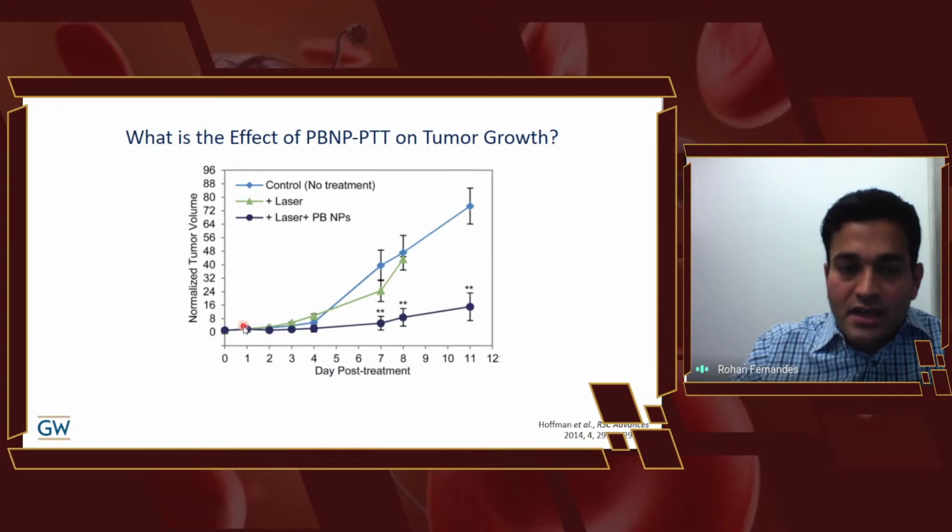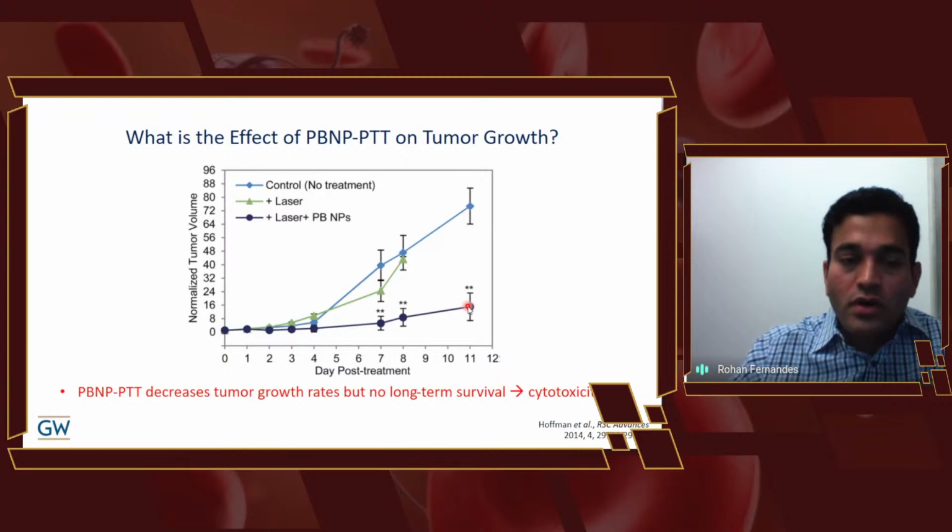Now, in terms of the results, if you have untreated neuroblastoma subcutaneous tumors, they progress over time. The use of just the laser without the nanoparticles had no statistically significant difference in tumor progression. But what we were able to see is that this combination of the laser plus the Prussian blue nanoparticles was able to bend down the tumor progression curve. So what we could see from these initial testings from about 7 years ago is that PBNP-PTT decreases tumor growth rates, but there was no long-term survival.